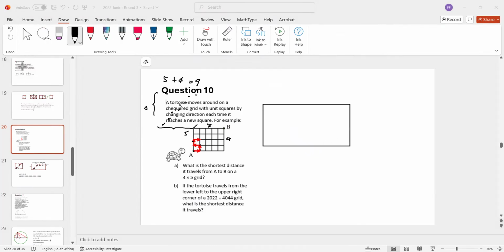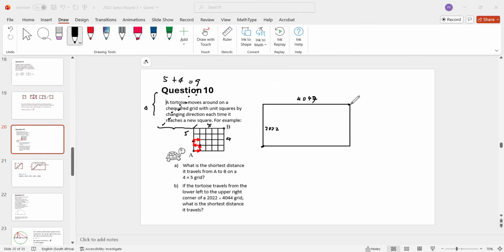Whoever set this question has got no sympathy for this poor tortoise. It's got 2022, and the other one is double that, 4044. What is the shortest distance it travels?